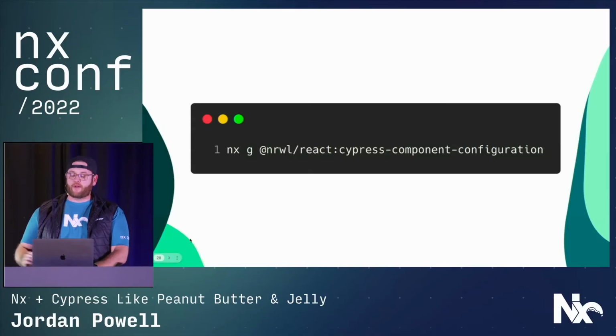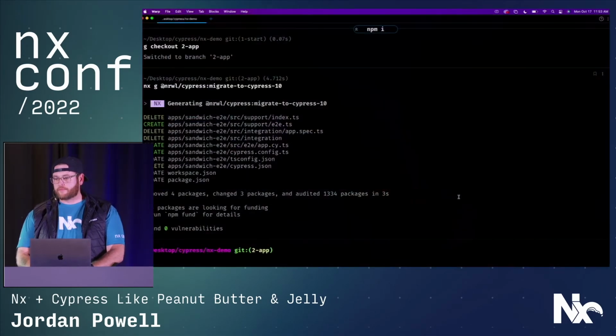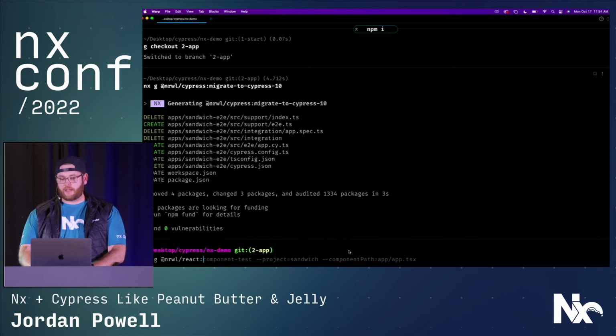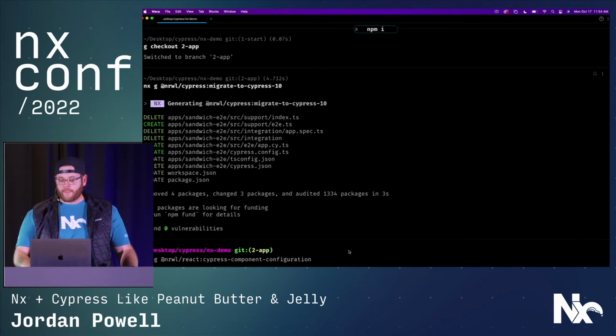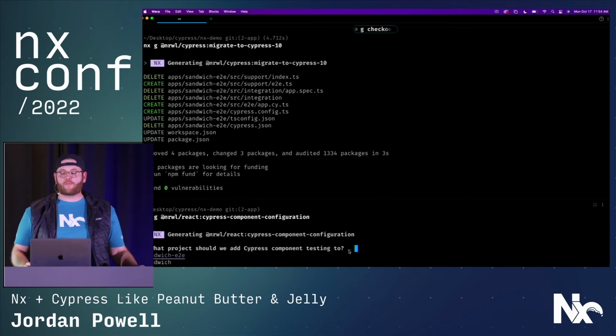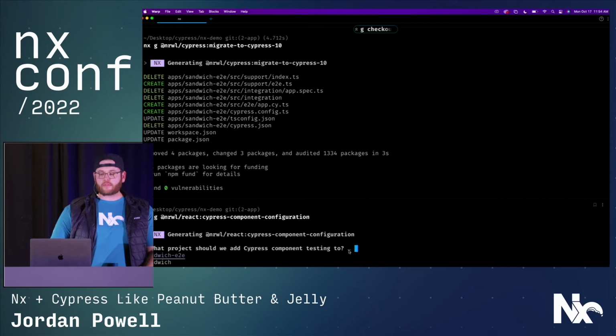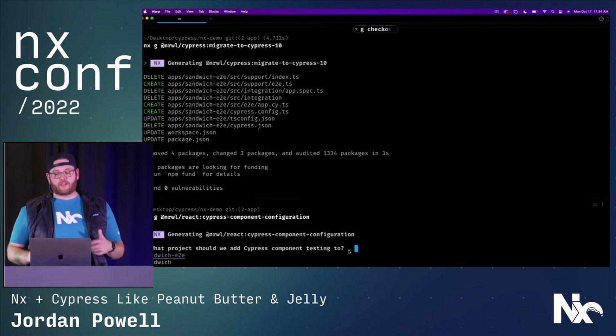Let's use another Nx generator to configure component testing for a sandwich application using the Cypress component configuration. Let's use the Nx generator for @nrwl/react, and we're going to create Cypress component configuration. Now, once we click this, Nx is going to prompt us with a series of questions. First being, where do we want to install component testing?